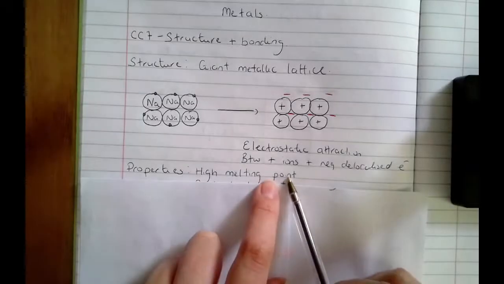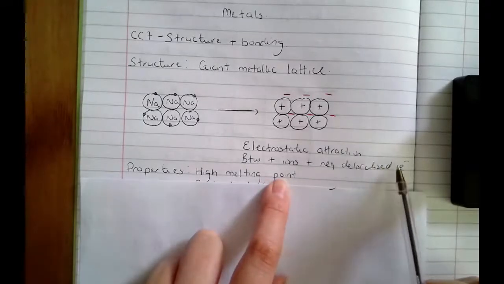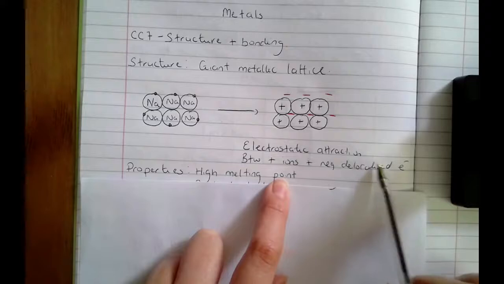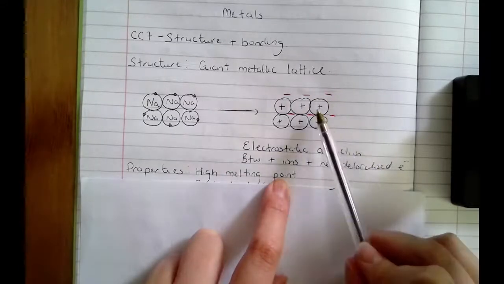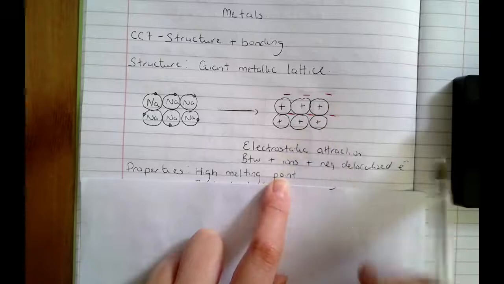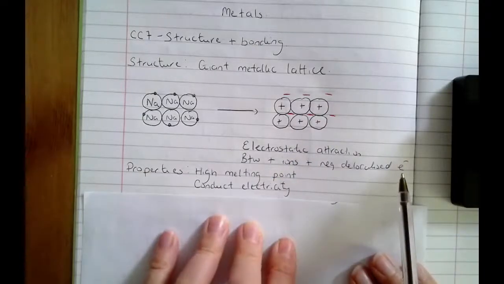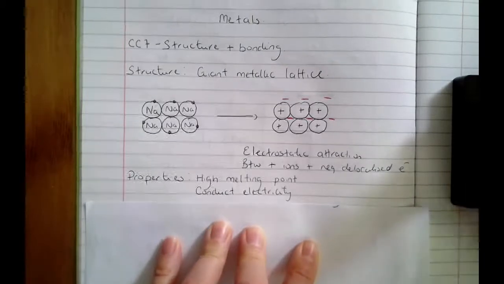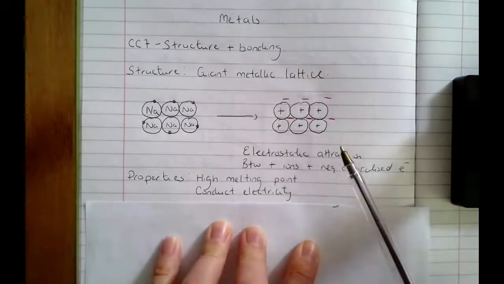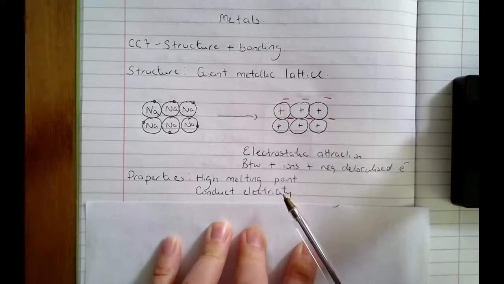The other property we looked at is due to the delocalized electrons. Because electrons are charged particles that are free to move, and delocalized means they move through the structure, metals can conduct electricity. So we came across this in CC7. Metals have a giant metallic lattice, that is their structure, they have high melting points and they conduct electricity.